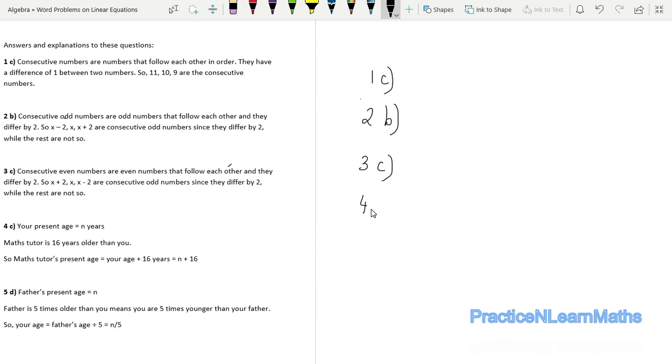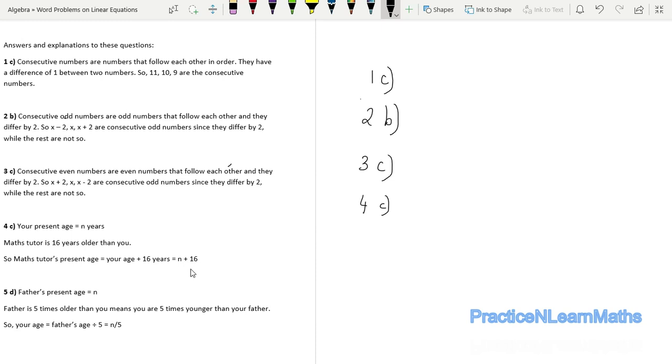Question number 4. Your maths tutor is 16 years older than you. If your present age is n years, then what is your tutor's age in terms of n? The correct answer is 4C. Present age is n years. Maths tutor is 16 years older than you. So, maths tutor's present age is equal to your age plus 16 years, which is n plus 16.